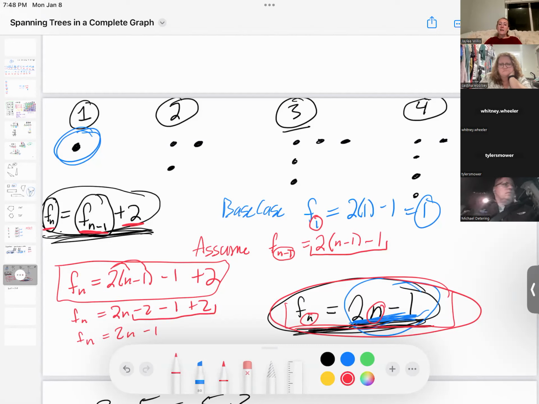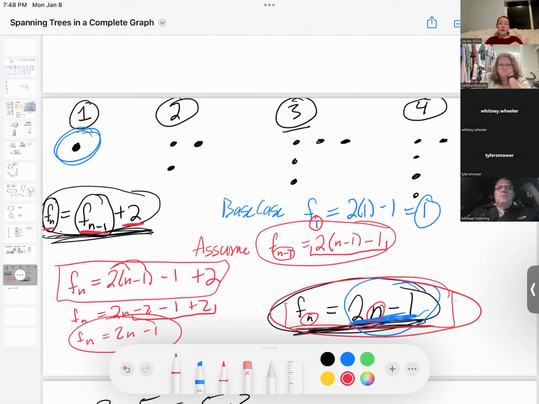So that's the idea of induction: you do this inductive step where you assume that the term right before it follows the rule, and you use that assumption to prove that the next term follows the rule that you're trying to prove.